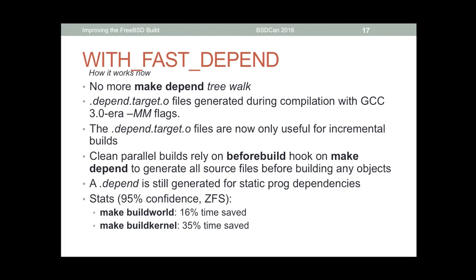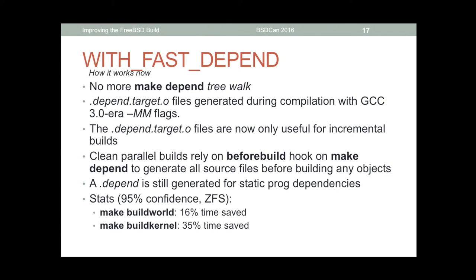Something I missed earlier was that by doing make depend before, we were running the preprocessor on all source files just to generate this depend file. And then later when we compiled, we ran the preprocessor again internally to generate the object output. So in the build, we were running the preprocessor twice. And that's why you see here it saves about 16% time, because we removed an entire tree walk of running the preprocessor.